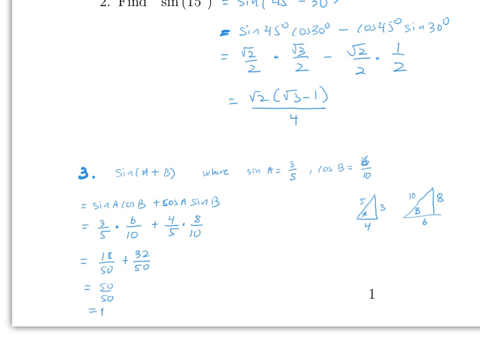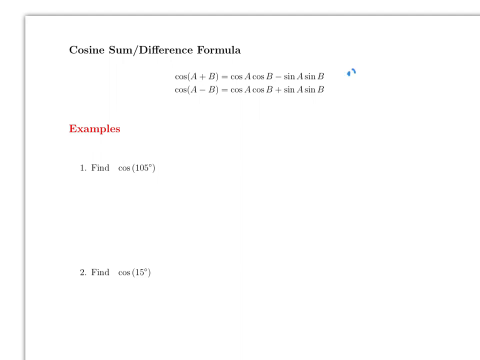All right, so now let's move on to the same formulas, but for cosine. All right, so here's the first formula, the one for the sum. This is for the difference. Now, notice that the sum has a minus and the difference has a plus, okay? So let's try this. So cosine of 105, notice that this is the same thing as cosine of 45 plus 60 degrees, okay? So you use the formula, this is cosine of 45, cosine of 60, minus sine of 45, sine of 60.